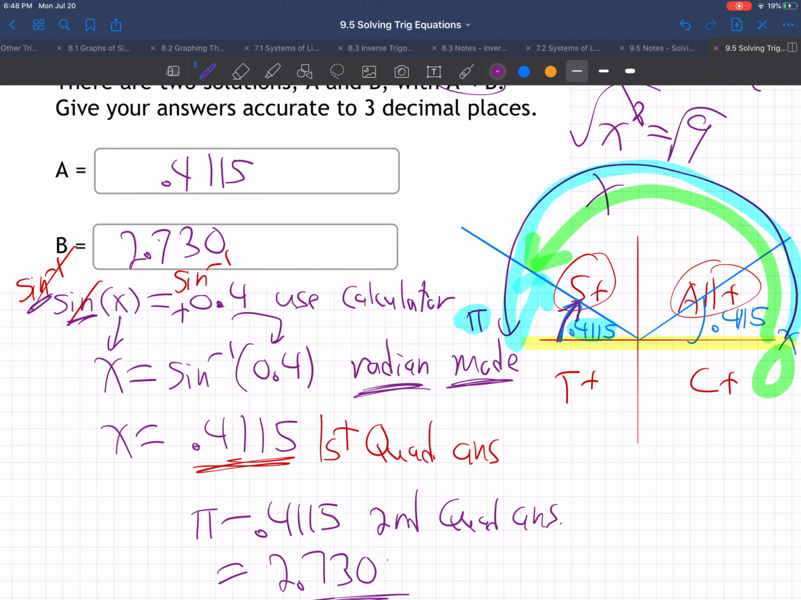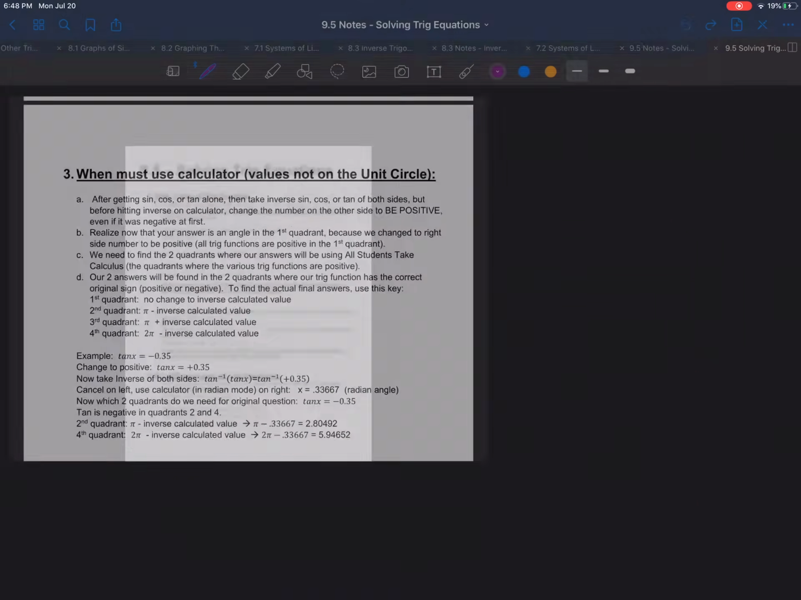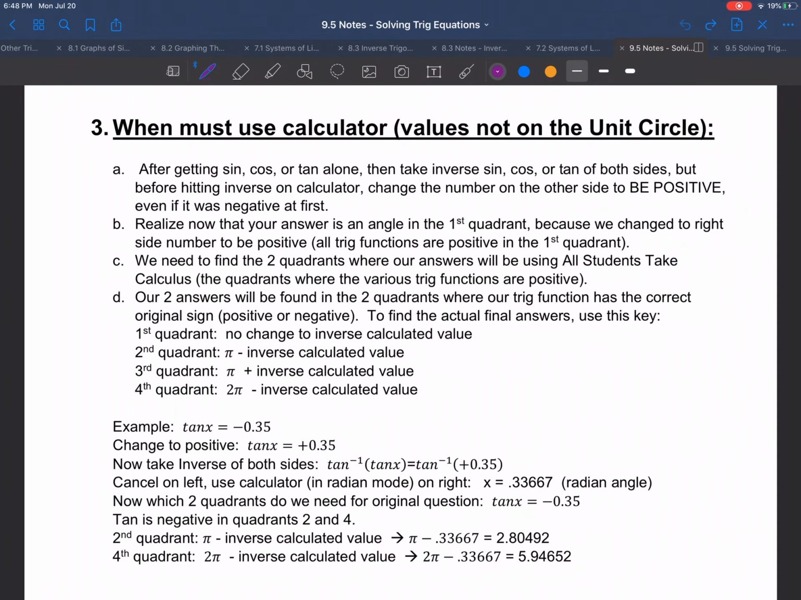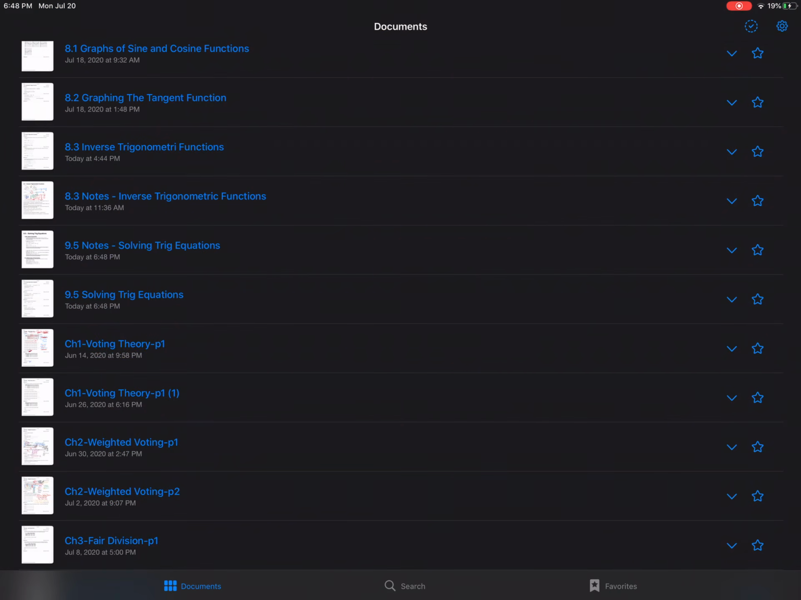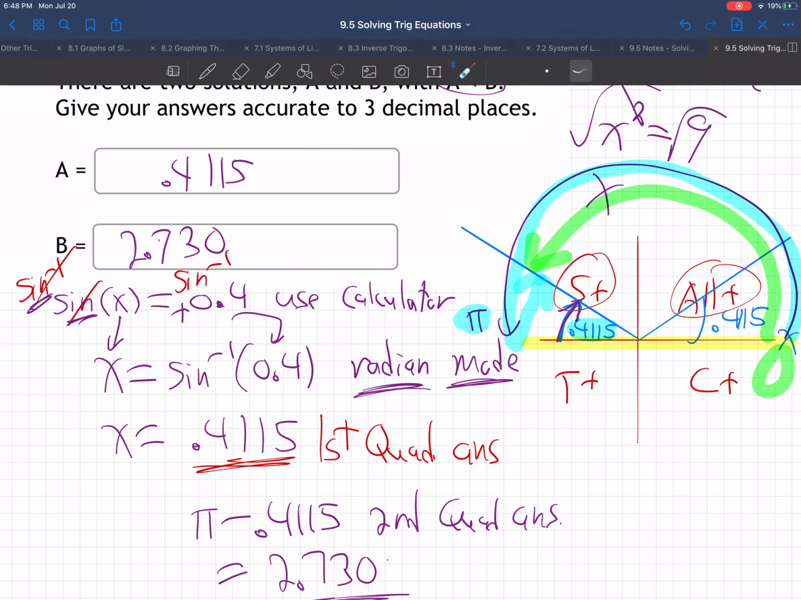Let's go back to the notes. I want to show you that exact setup. So this is what I'm saying. Our two answers will be found in the two quadrants where our original trig function has the correct sign. So we did the first and second. The first one is no change. The second is pi minus the calculated value. Like we said, that was the formula. We just realized pi minus. So that's what we did. We did pi minus to get our second quadrant answer. So there's how you get the two answers.